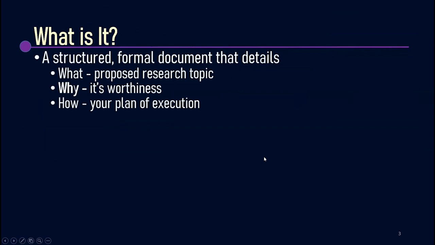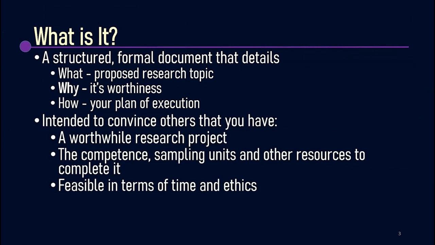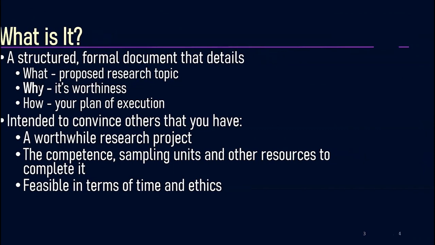Let's briefly describe what it is. It is a structured, formal document that details the proposed research topic, its worthiness, and your plan of execution in terms of what, why, and how. It is intended to convince others, that is those in the research ethical committee or grant evaluation committee, that you have a worthwhile research project, you have the necessary competence, enough sampling units and other resources to complete it, and the whole project is feasible in terms of time and complies with ethical standards.